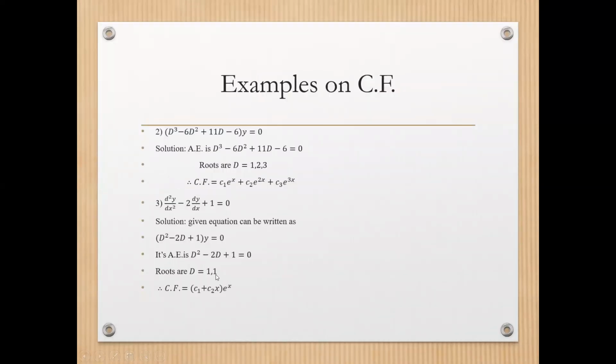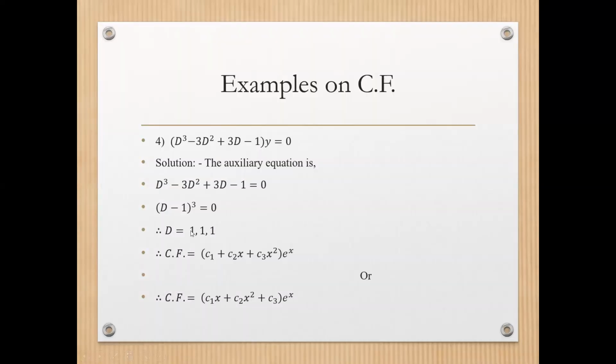Okay, same line here. 1 is a root repeated 2 times. So we have written c1 plus c2x into e raised to x. Here 1 is a root repeated 3 times. So we have written complementary function as c1 plus c2x plus c3x square into e raised to x, or c1x plus c2x square plus c3 into e raised to x. We can write in either way.